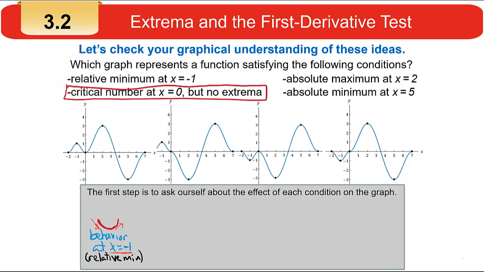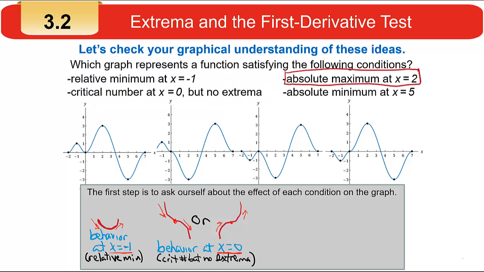The second condition says there's a critical number at x equals 0, but there's no max or min. What does that look like? Well, that means you get this down behavior or up behavior around the point. So you have a point, but there is no change from up to down or down to up. There's either a down down or an up up. That's the behavior at x equals 0.